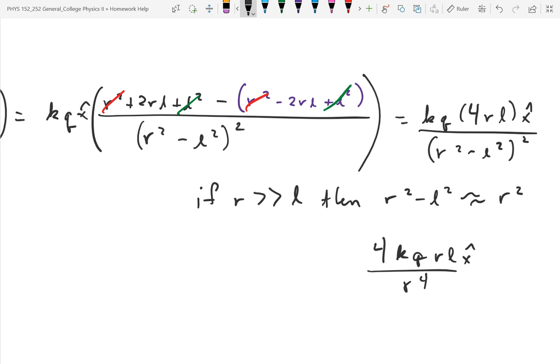And it looks like, if you cancel the r's, 4kqL over r cubed. So it's not just the normal 1 over r squared dependence, it's L over r cubed. Now, of course, I'm assuming I made no math errors. You need to do your own math just to check.